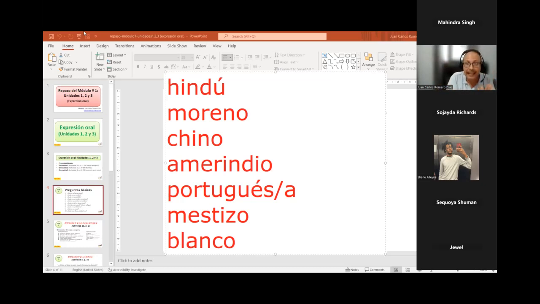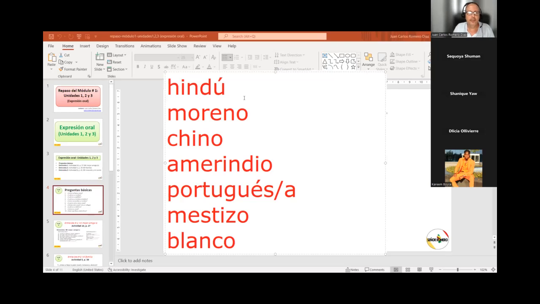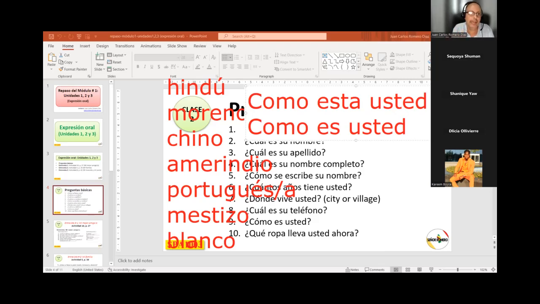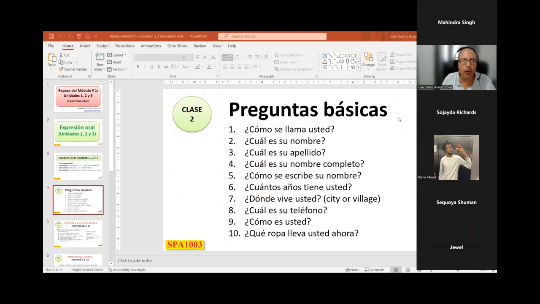So, ¿cómo está usted and ¿cómo es usted are two different questions, and it's awesome that you raised that. Anyways, ¿cómo está usted? How are you? But ¿cómo es usted is how you look like. So these are two different things. And now I see what I did with, well, let me delete all this, clear the drawings.